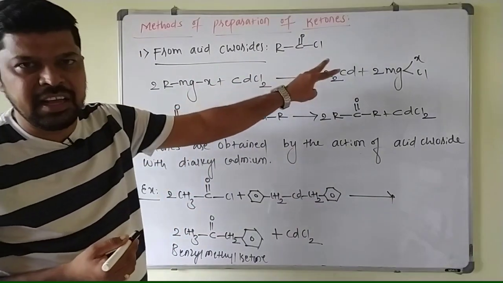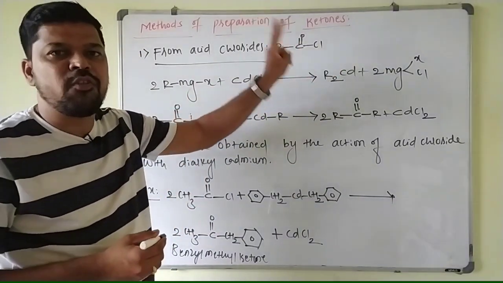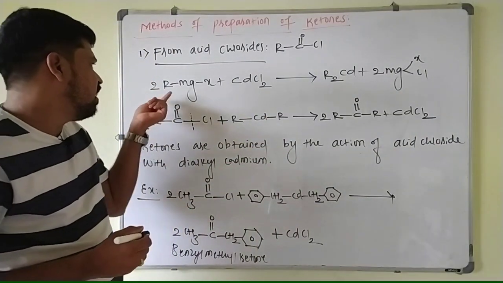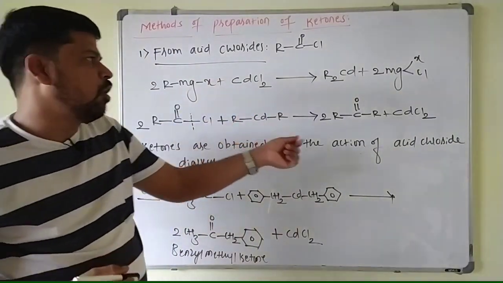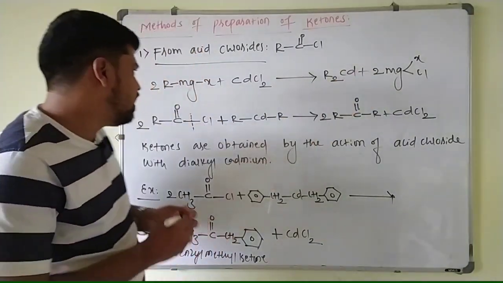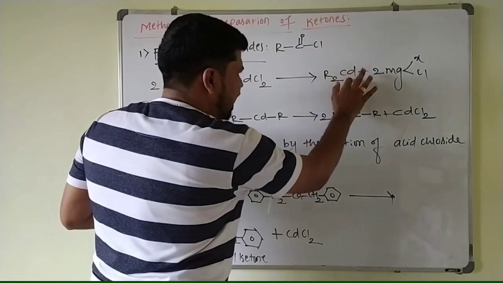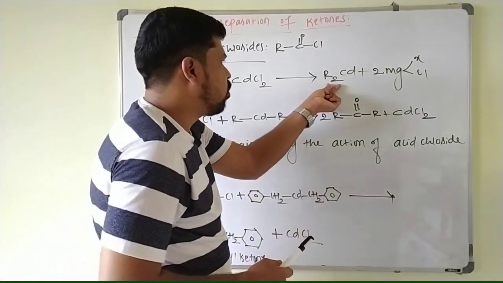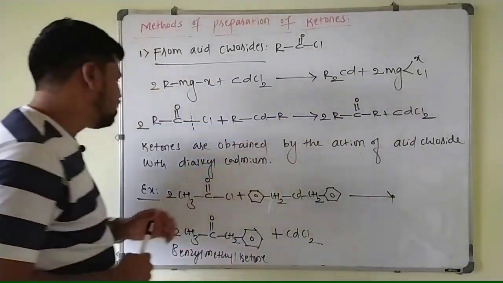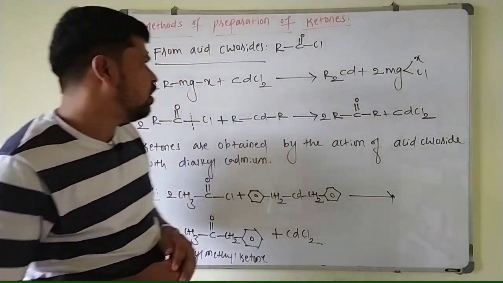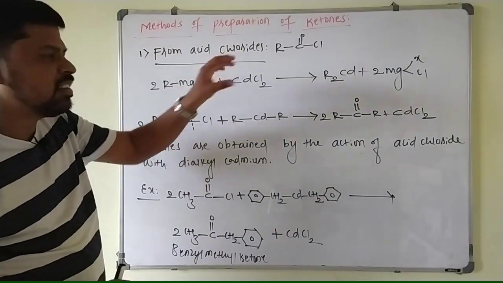cannot be used directly. If you use it directly, it will form tertiary alcohol. That's why it is used indirectly: the Grignard reagent is treated with cadmium chloride to form dialkyl cadmium, so that the 2 alkyl groups present in the Grignard reagent are transferred to the cadmium. Now these alkyl groups present in the cadmium are transferred to the acid chloride to form the ketone here. This is the preparation of ketone from the acid chloride.